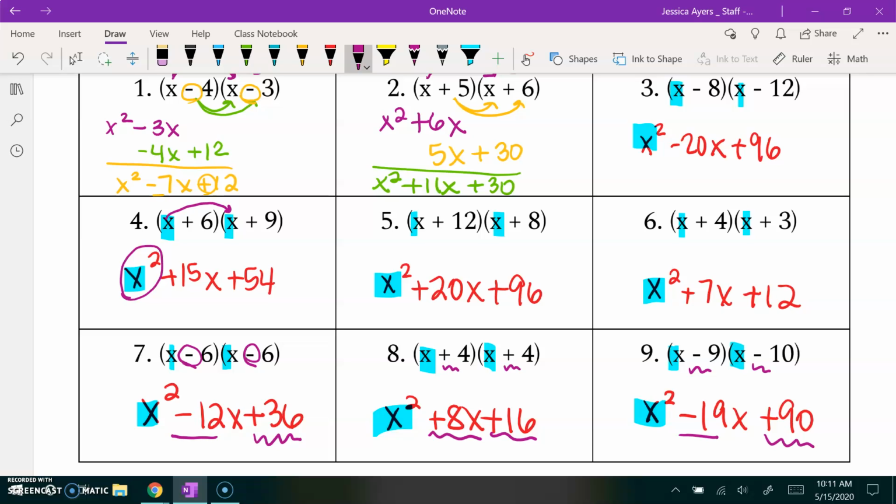I also noticed that a binomial and a binomial always multiplies to be a trinomial unless the two binomials are opposite pairs, which we didn't have any examples like that. But noticing that the first terms multiplied to give me the first term and the last terms always multiplied to give me the last term.